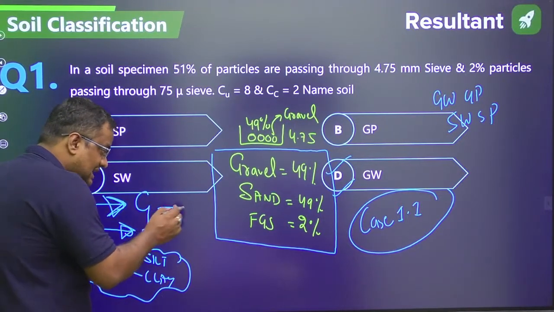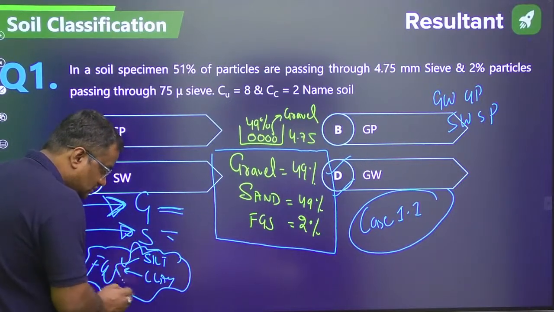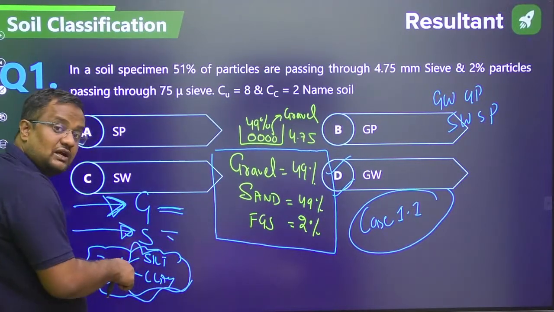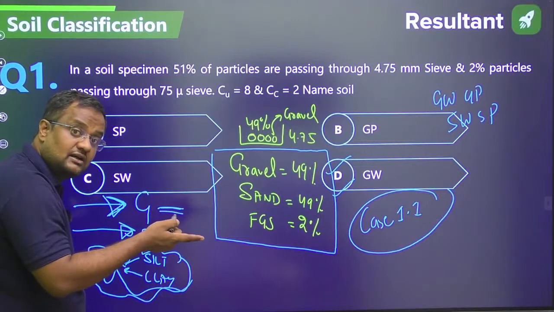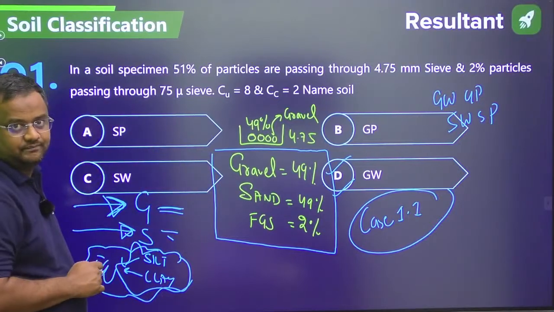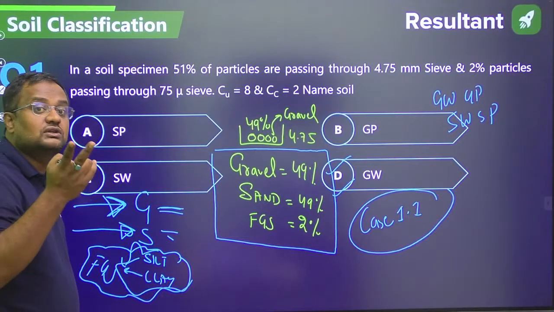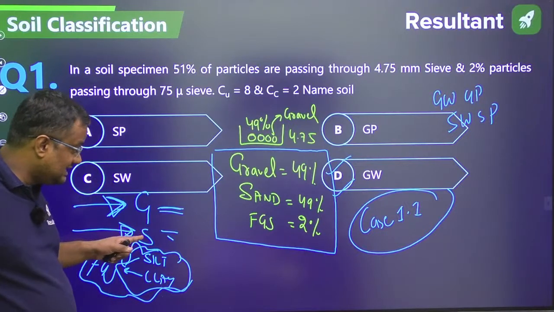If gravel and sand both are the same, then these 2% fine grained soil, the size is more near to sand, na. So sand is preferred. When gravel and sand are both equal, then sand is preferred.